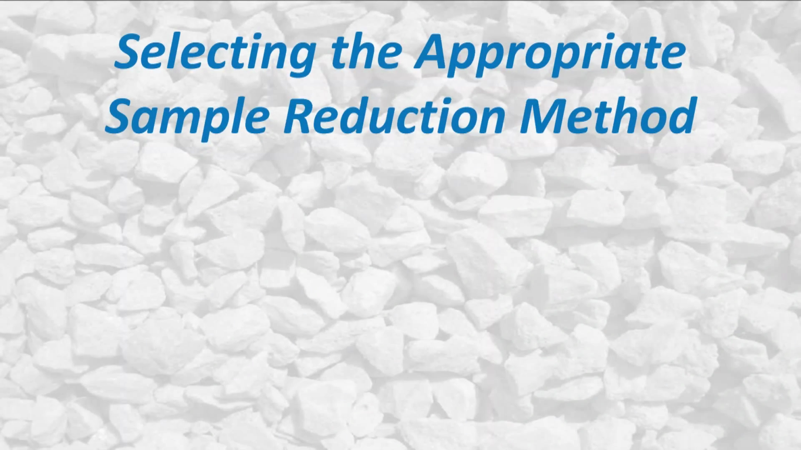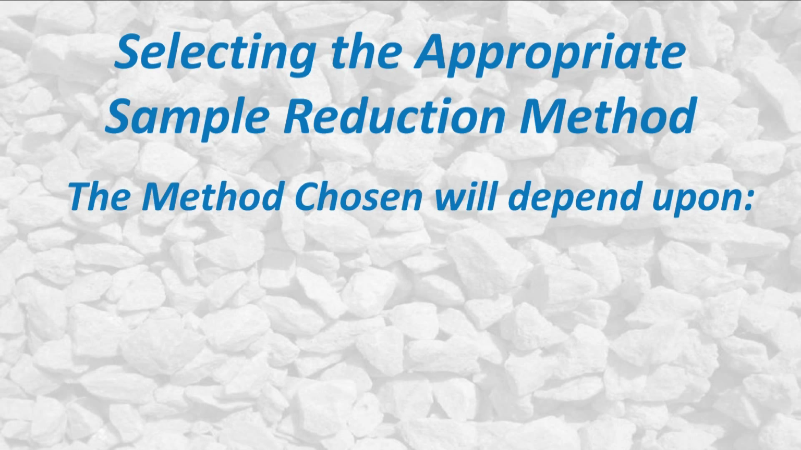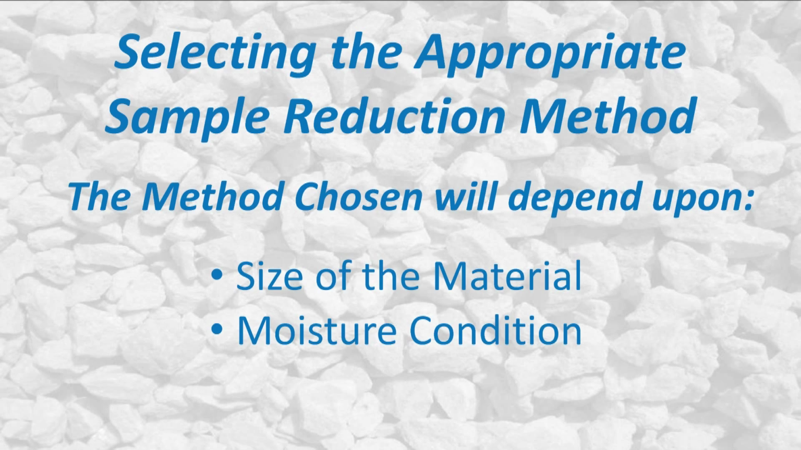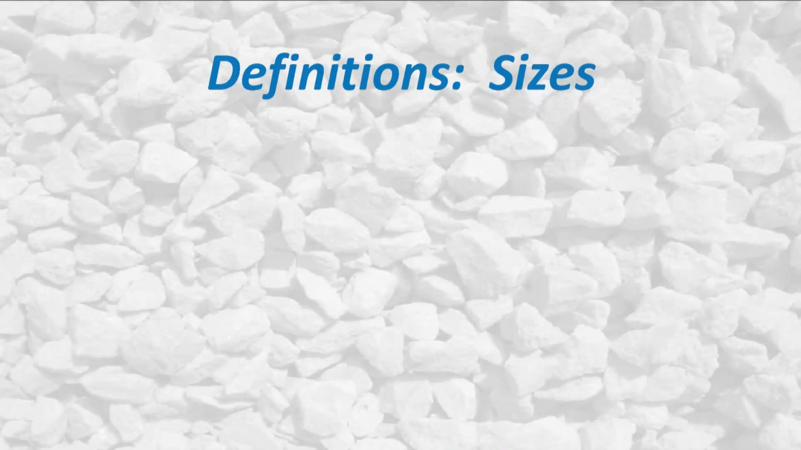So now you know that there are three different types of sample reduction methods, but which method is appropriate for the different types of materials? To determine which method is appropriate, the technician must first ascertain what size the material is, and then what is the moisture condition of that material. And before continuing, we need to define a few terms.